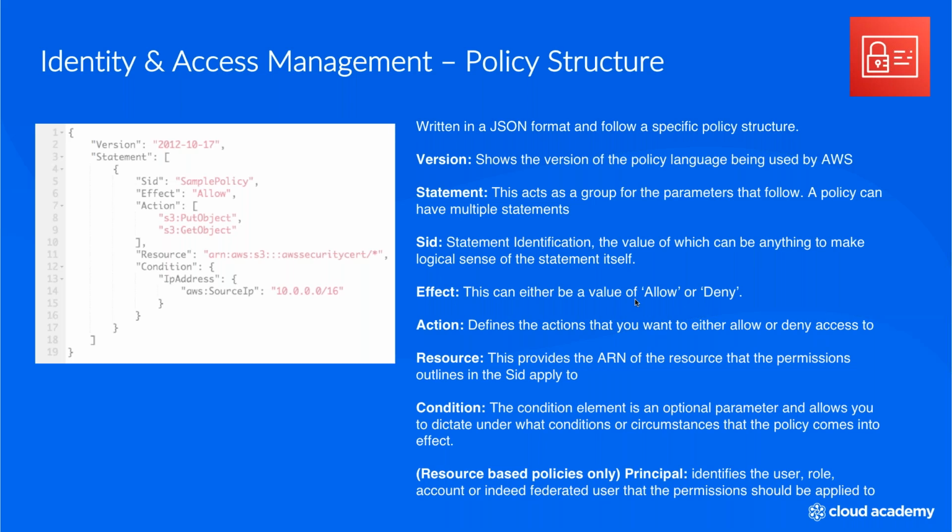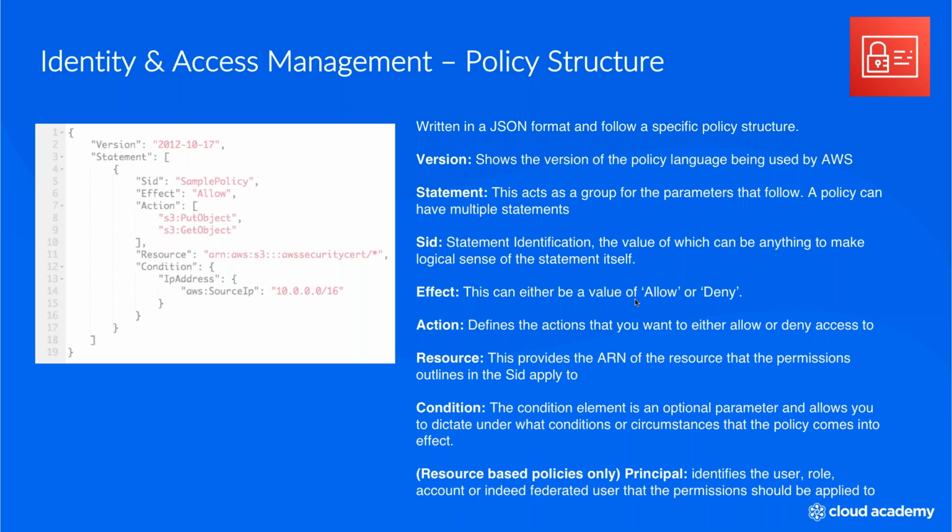Action. Here you are able to list a number of different actions that you want to either allow or deny access to, depending on the value of the previous parameter, the Effect. In the example, I've listed two actions: s3:PutObject and s3:GetObject. The action is first defined by its service, such as S3, followed by a colon, which precedes the action itself within the service. Next, we have Resource. This provides the ARN, the Amazon Resource Name, of the resource that these permissions apply to. So in the example, it points to all resources within a specific bucket.